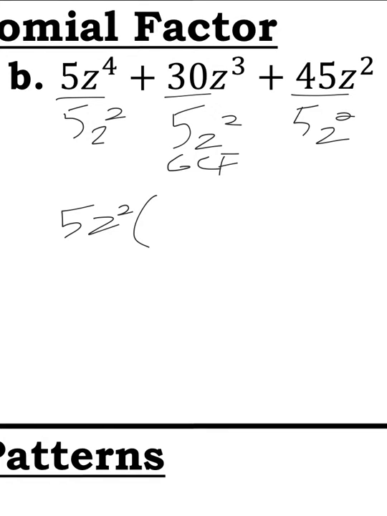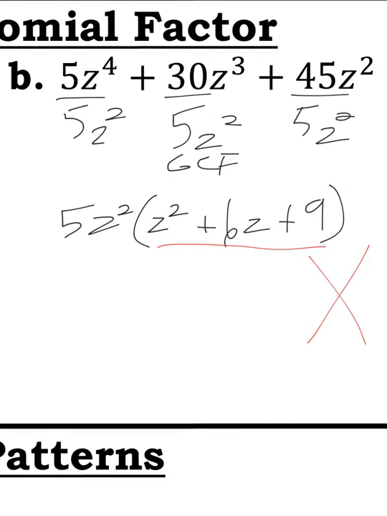And then let's see what's left behind. So my 5's will cancel, and z to the 4th over z squared leaves behind z squared. 30z to the 3rd over 5z squared is 6z. And this will just leave 9. 45 over 5, the z squareds cancel. So what do we have here? We have a trinomial right here.